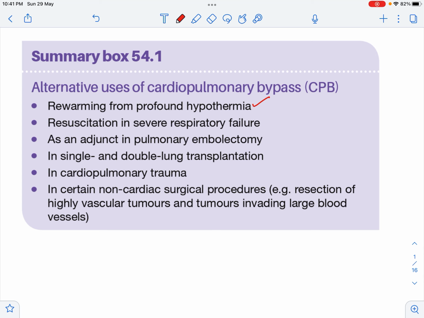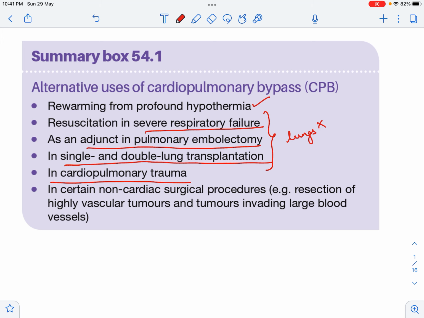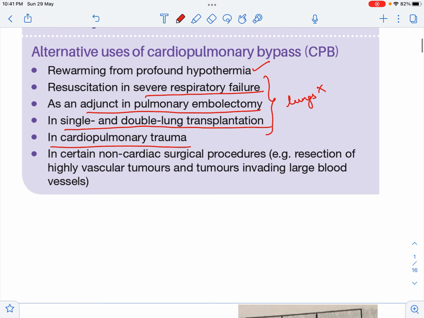Since the CPB machine is taking over the function of the lungs, you can use it to resuscitate a patient in severe respiratory failure. You can use it as an adjunct in pulmonary embolectomy. You can use it in single and double lung transplantation. So, now all these three are where the lungs are not functioning and you need artificial lung support. It can also be used in cardiopulmonary trauma. It can also be used in certain non-cardiac surgical procedures.